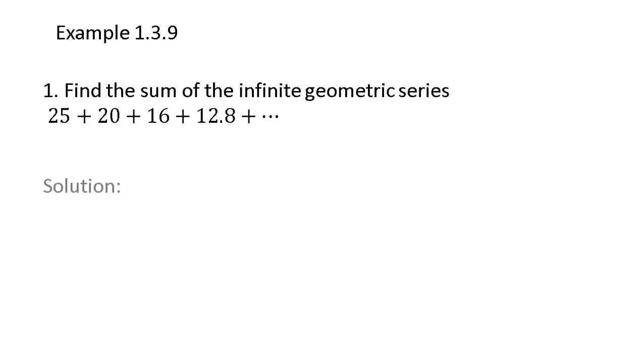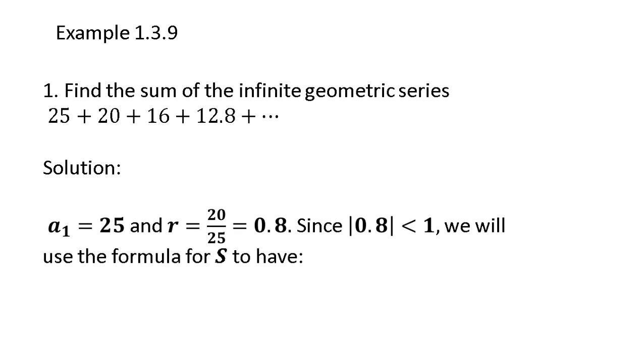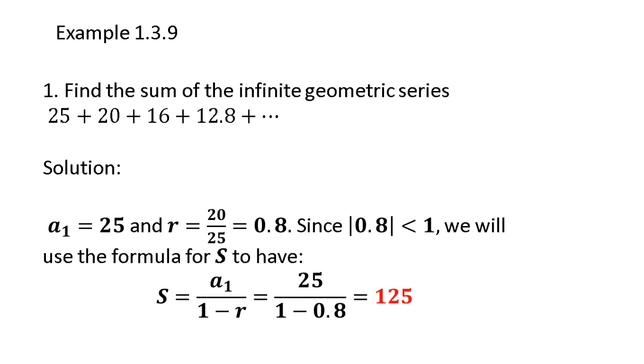Another example. Find the sum of the infinite geometric series. So we have 25 plus 20 plus 16 plus 12.8 plus so on. Okay, so we have a sub 1 equals 25. r is a sub 2 over a sub 1, which is 20 over 25, which is equal to 0.8. And the absolute value of 0.8 is less than 1, right? So we will use the formula S equals a sub 1 over 1 minus r. So we have here 25 over 1 minus 0.8, that is equal to 125.